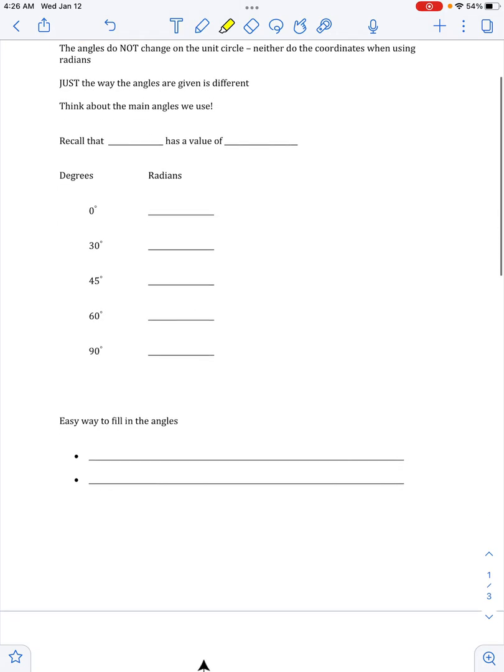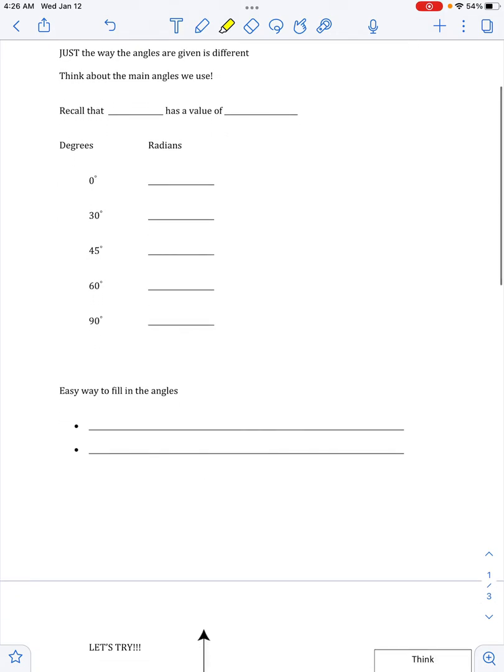Okay, so let's think about the main angles that we use. And the key feature is that pi has a value of 180 degrees. They are interchangeable. So you're going to have to just kind of use your big brain as you go through to make this less stressful. If you try to memorize it, it won't work. So you have to use a little bit of math and a little bit of common sense. So if you think about degrees and radians, 0 degrees is 0 radians.